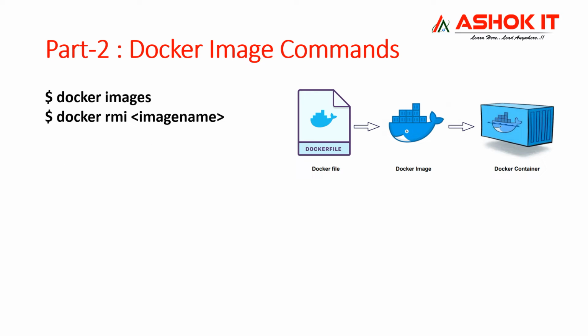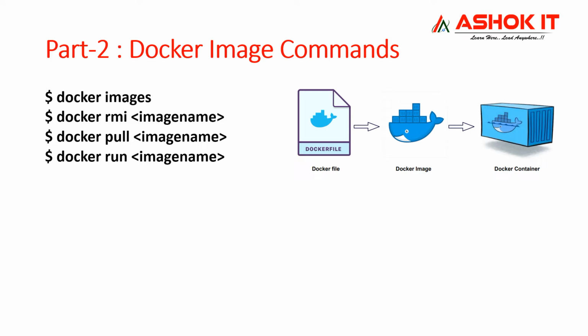docker rmi image name. rmi is used to delete a particular image from our machine using the image name. docker pull image name. The docker pull command is used to pull the image from Docker Hub. docker run image name. The docker run command is used to run the image. When we run the image, a Docker container will be created. When we execute the run command, first it will check for the image on our local machine. If it is not available, then it will connect to the Docker Hub account, pull the image, and then run the image.